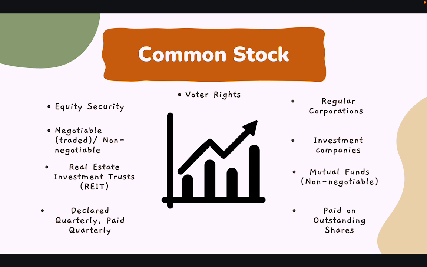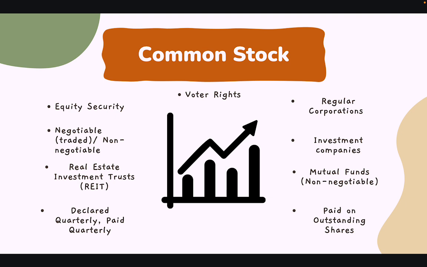Common stock is a type of equity security, and there are two types. There's negotiable, which is another word for traded. Again, Series 65 uses a lot of different terms to mean the same thing. So if a stock is negotiable, that means it is traded, and if something is non-negotiable, it's not traded. Mutual funds are an example of a non-negotiable fund.